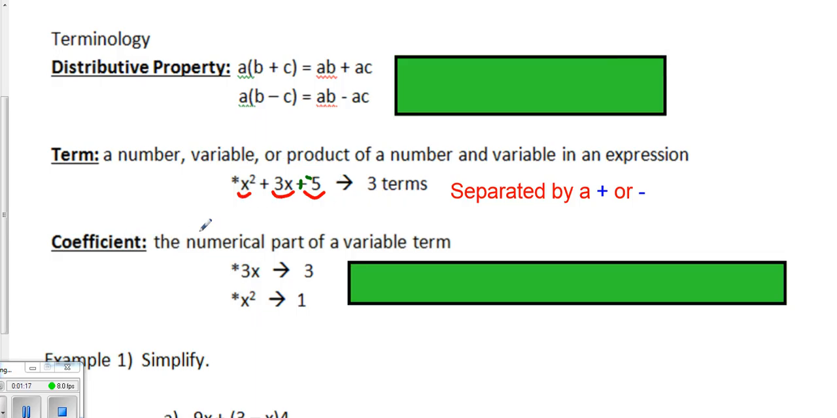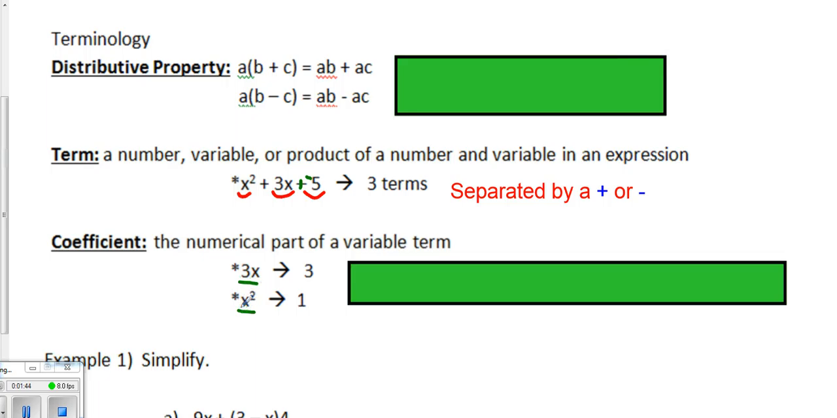A coefficient then is the numerical part of a variable term. So if we have a term that says 3x, like this one right here, the coefficient is 3. It's just the number that goes there. Now, when it said x squared, this piece here, the coefficient is technically 1. So it's saying 1 times x squared. There's only one of them. There are 3 of these x's. There's 1 of this x squared.